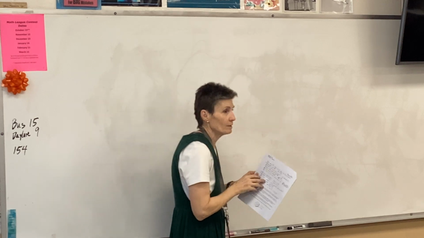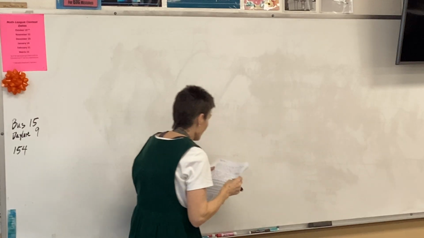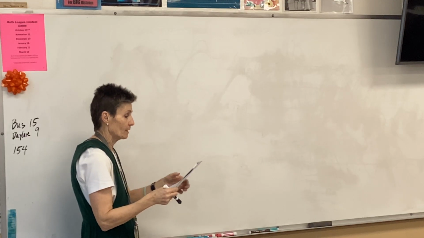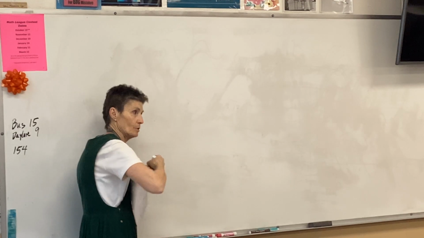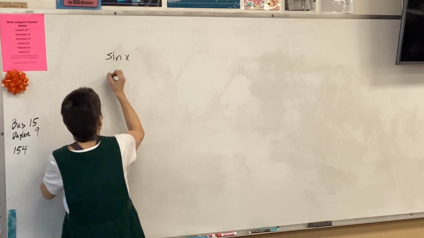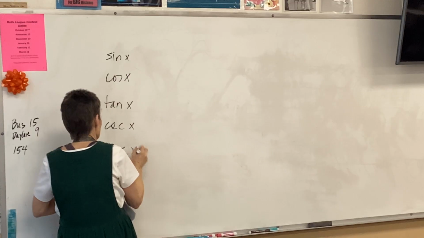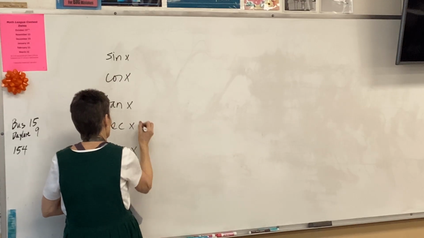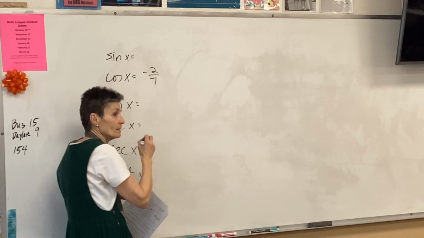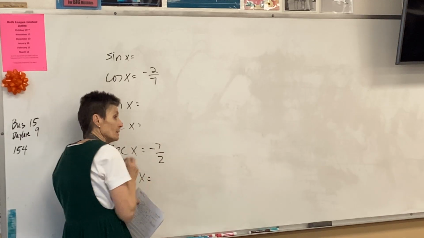This shouldn't be that hard. Just start looking at the top of every page. All right, here we go. Number 1. The ones with stars will need a calculator, so no stars mean no calculator. I want to find sine, cosine, tangent, cosecant, secant, cotangent. And I know that the cosine is negative 2/7, which automatically means my secant is negative 7/2.